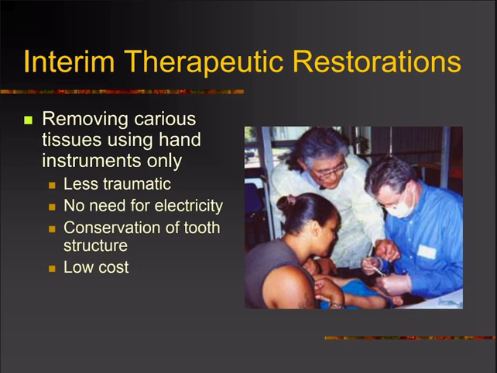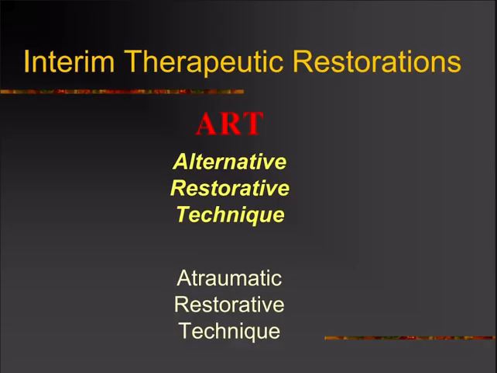You conserve the tooth structure and it is of low cost. Usually, you will just be excavating the caries on the side which is partially erupted, and you will be placing a GIC. Resin modified GIC, or GIC, is the material of choice to be used as ITR because of its fluoride release.